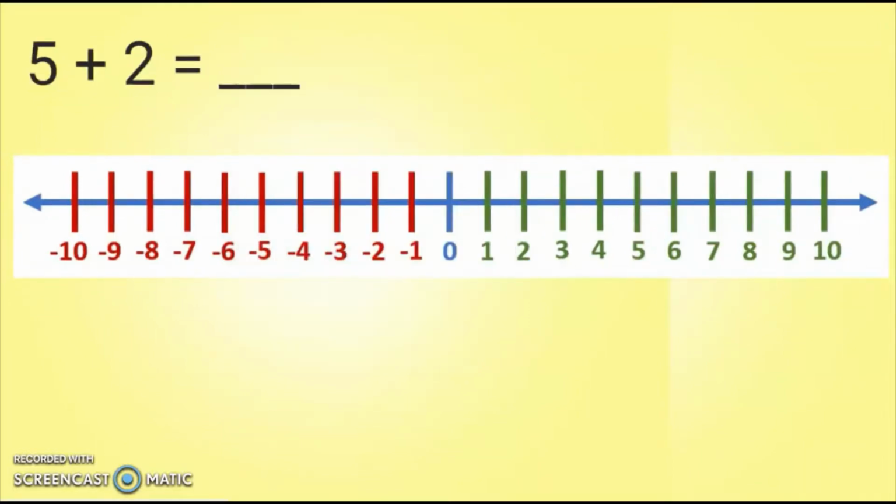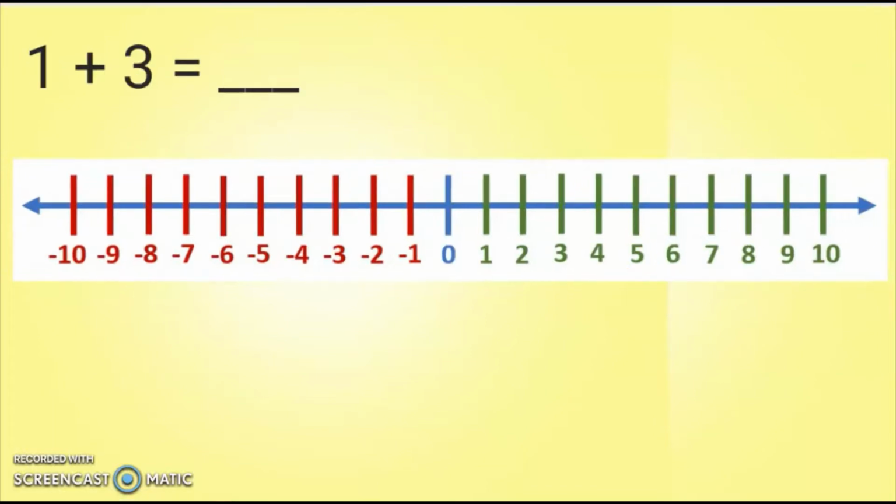And for this next example, 5 plus 2, we start at the positive 5 and move 2 steps to the right. 1, 2. And we landed at 7. Obviously, 5 plus 2 is 7. And now for 1 plus 3, we start at positive 1 and make 3 moves to the right, and then we land at 4.